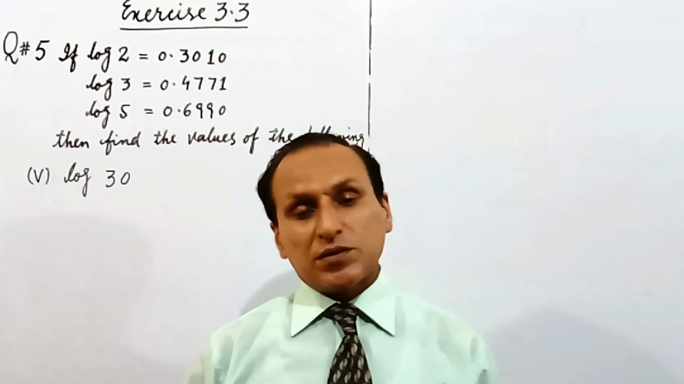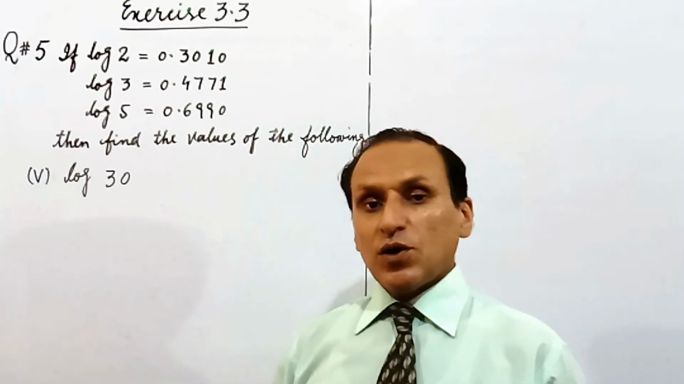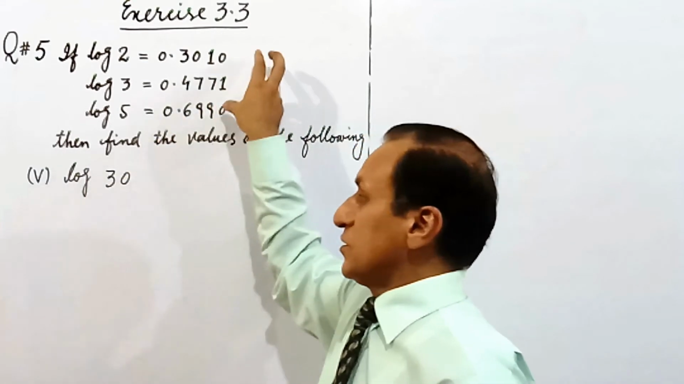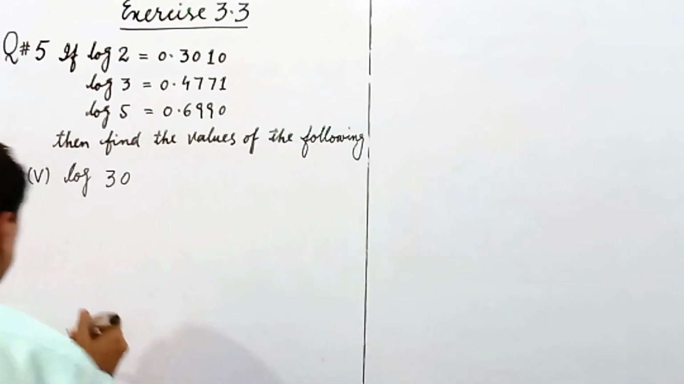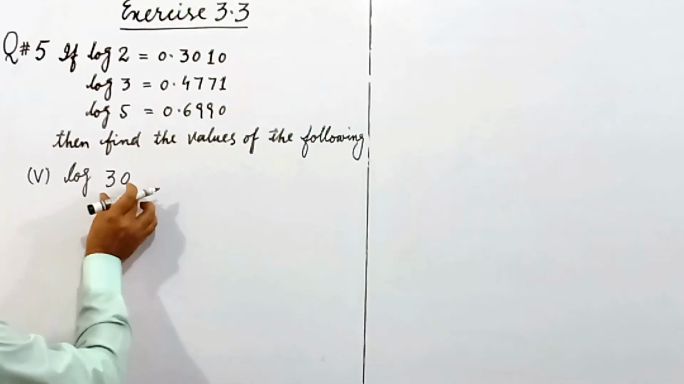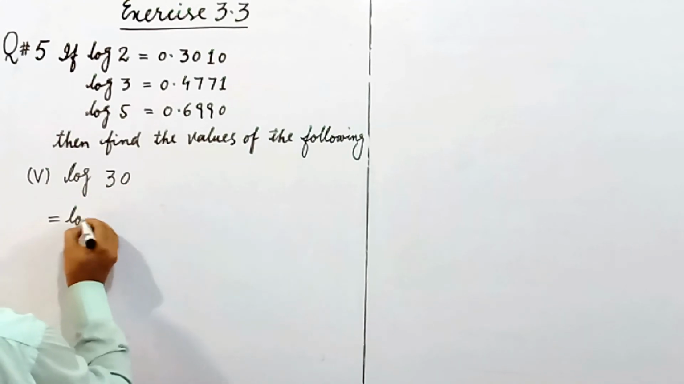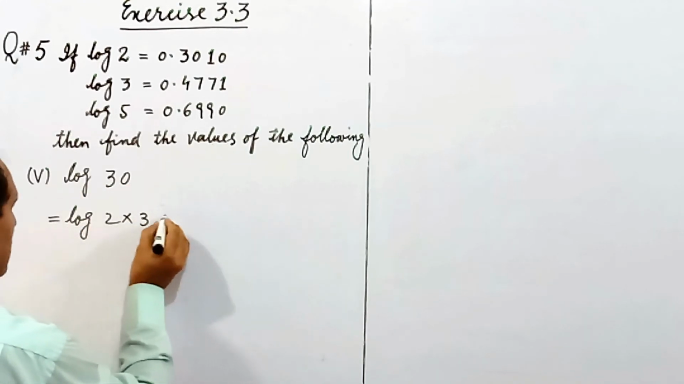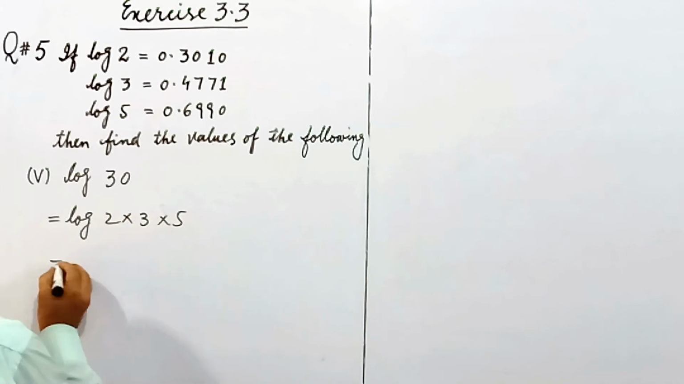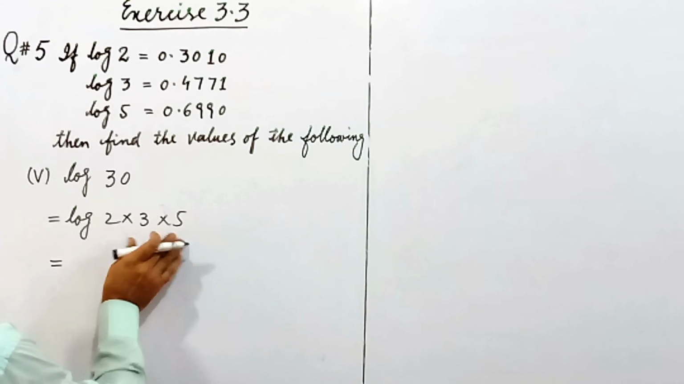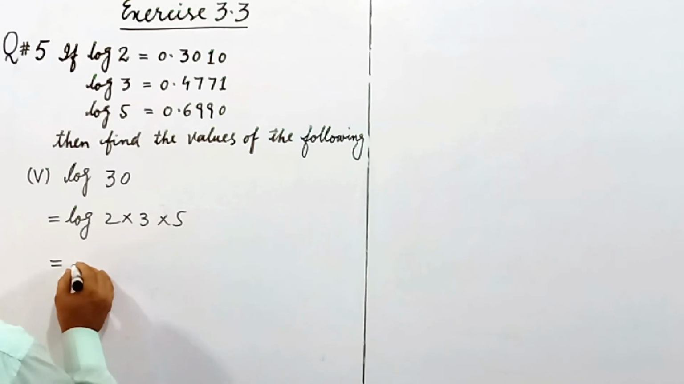Now we move to part 5, in which we are required to find the value of log 30 by using these values. As 30 is a composite number, we find its prime factors: log of 2 times 3 is 6, times 5 is 30. As the values are in a product form, we apply the first law of log. According to the first law of log, we have log 2 plus log 3 plus log 5.